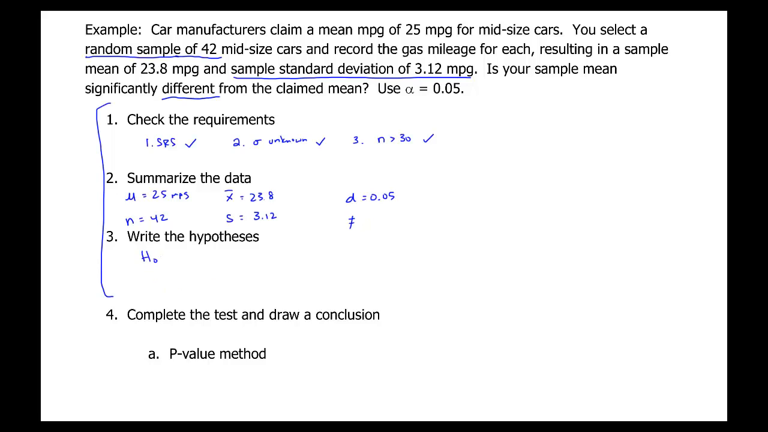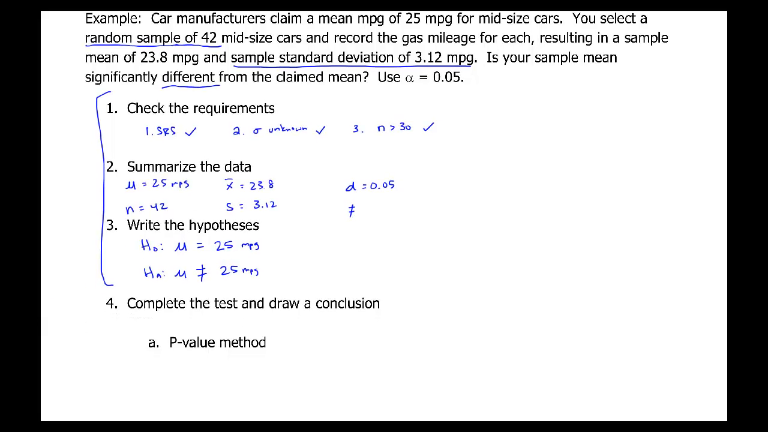So hypotheses. We're talking about means, so we're going to say the population mean is equal to the claimed value. And in the alternative hypothesis, the symbol stays the same, the value stays the same. All we change is the sign, and it says different, so we're going to use not equal to. So again, those 3 steps you should do at the beginning. No matter how you're going to solve the problem, do those 3 steps first.